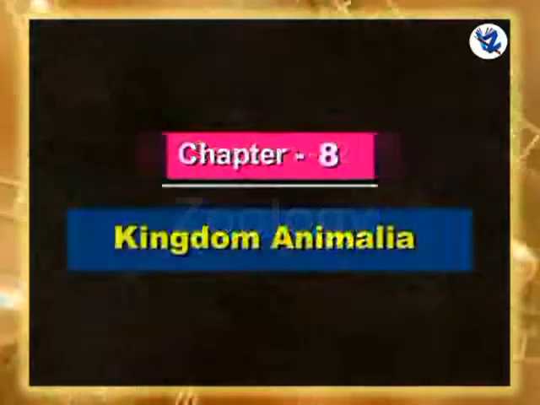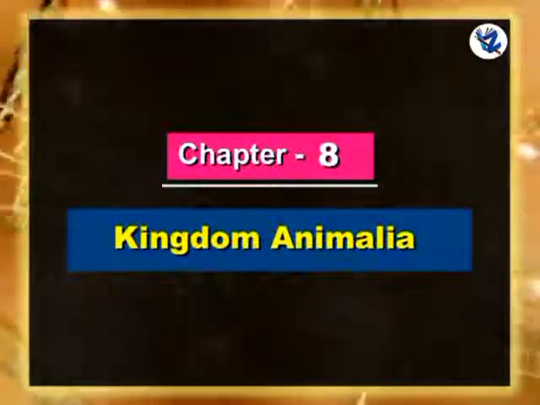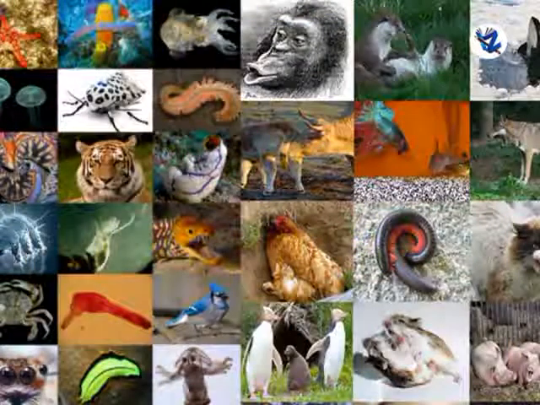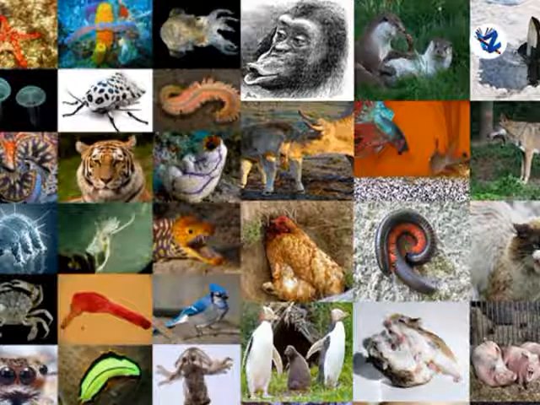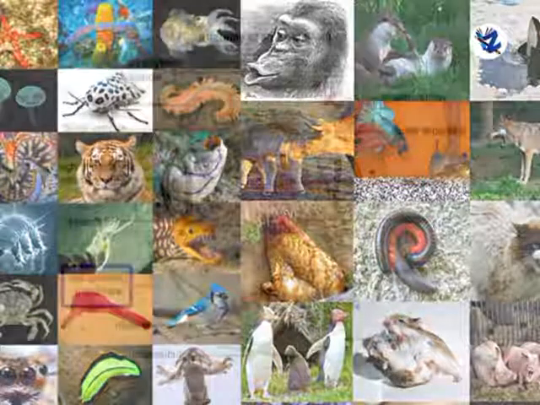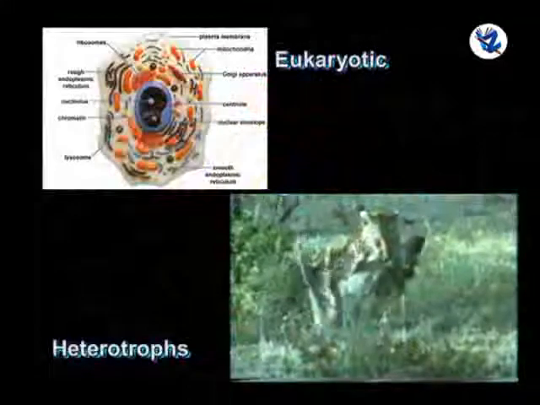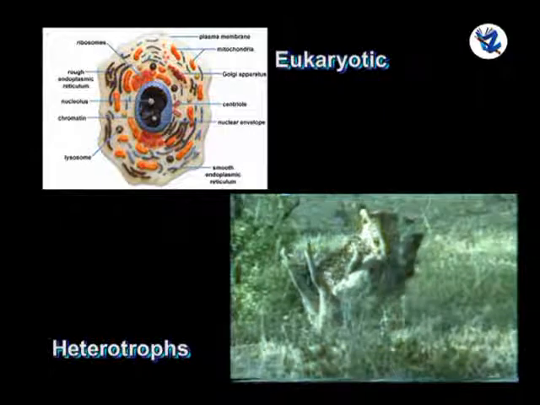Zoology. Chapter 8 Kingdom Animalia. Animals exhibit wide variety among themselves. The characteristics: animal cells are without cell wall, eukaryotic and having heterotrophic mode of nutrition.